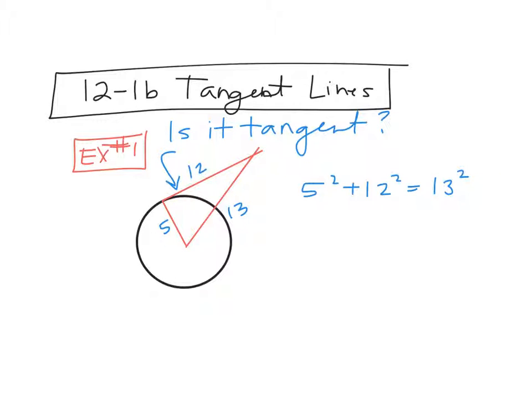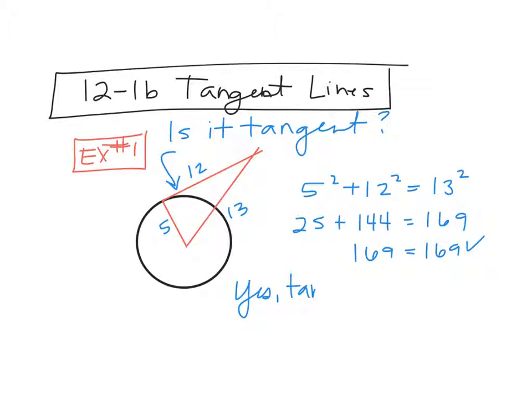If it's not true, then it's not tangent. Okay? So this is 25 plus 144 equals 169, and this would mean 169 equals 169, so it does work out. So is it tangent? We would say yes, it is tangent because it is a triple.